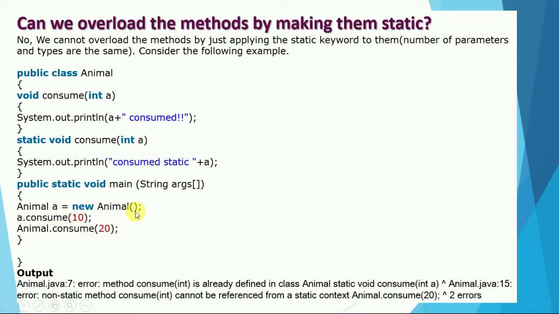Basically we are trying to reference a non-static method from a static context, so it will throw an error. This consume method is of type static, and this one is of type non-static. You are trying to reference the non-static method by using the static context. That's why it will throw an error.